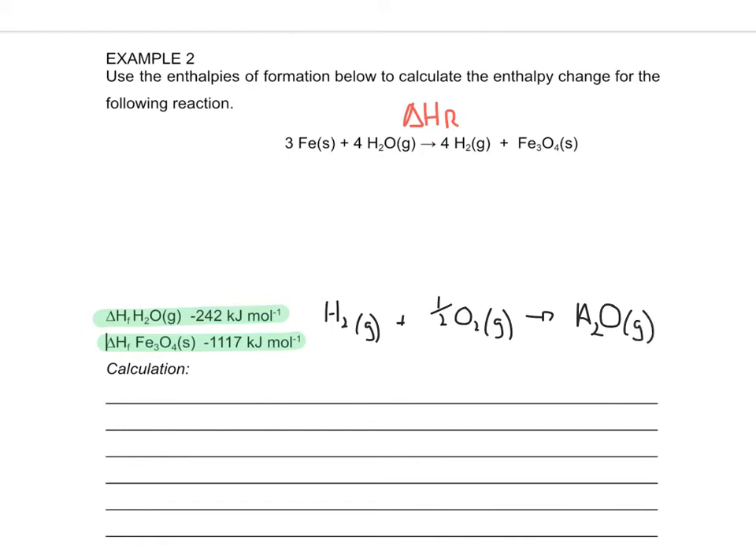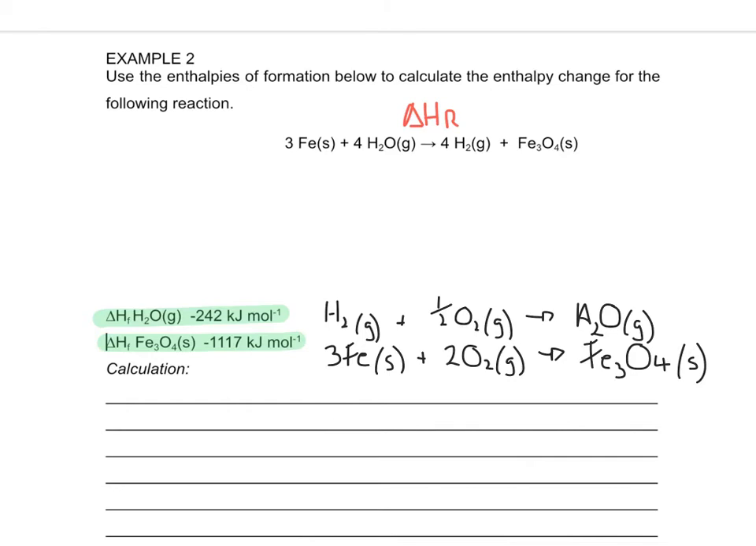Then for iron oxide, we're going to need 3 moles of iron reacting with 2 molecules of oxygen to form 1 mole of iron oxide, Fe3O4, and this is a solid. And we're given the enthalpy change values for both these reactions.